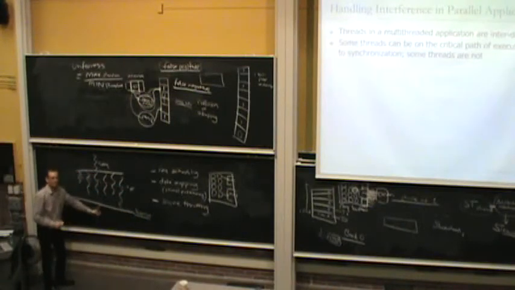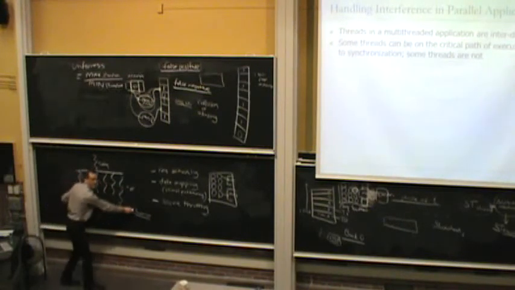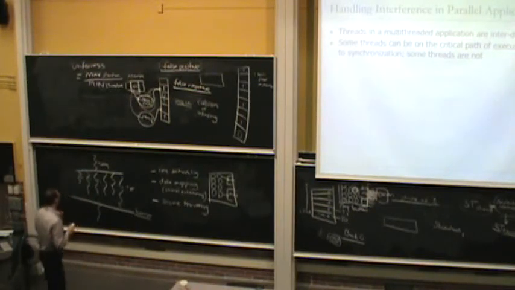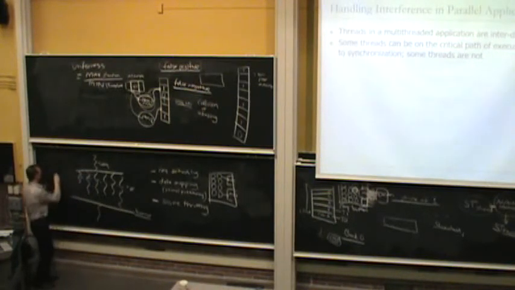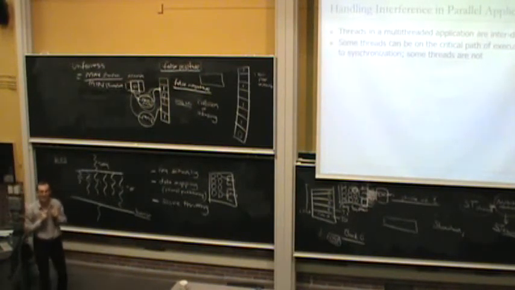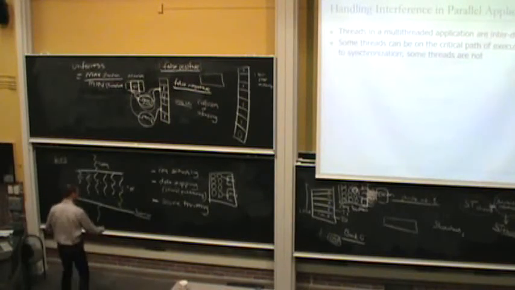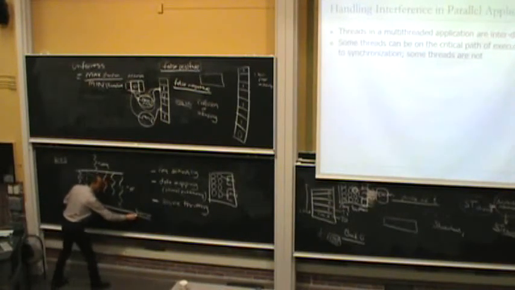The program cannot proceed until all threads arrive at this barrier. Right? Interdependence can come from locks also, right? If a thread holds the lock, and another thread is trying to access that shared data, the second thread needs to wait. So some threads can be on the critical path of execution due to synchronization, and some threads are not. So this is one synchronization mechanism.